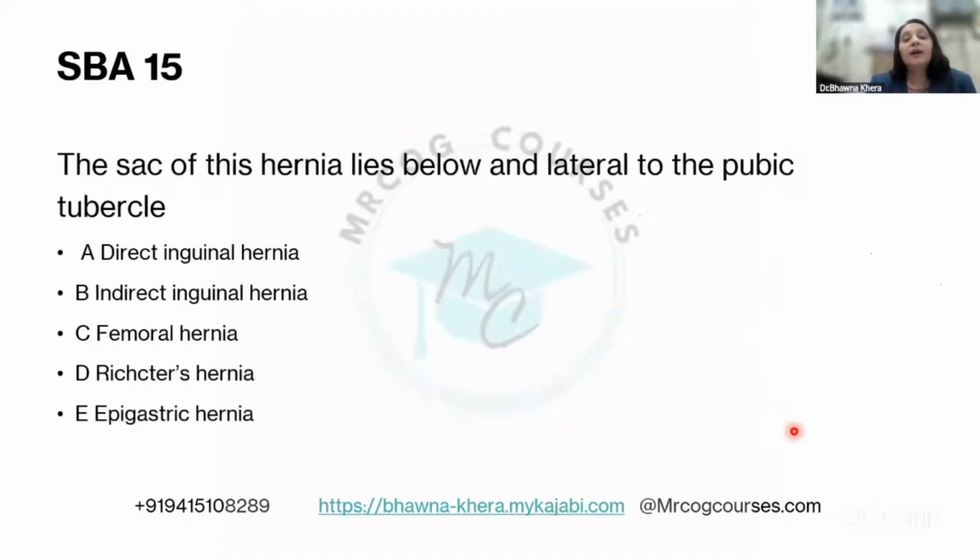Okay. Now coming to the last question of the day, about the hernia. The sac of this hernia lies below and lateral to the pubic tubercle. Which hernia sac lies below and lateral to the pubic tubercle? The direct inguinal hernia, indirect inguinal hernia, femoral hernia, Richter's hernia, or the epigastric hernia? So the correct answer is the one which is lateral. The femoral hernia is lateral to the pubic tubercle.